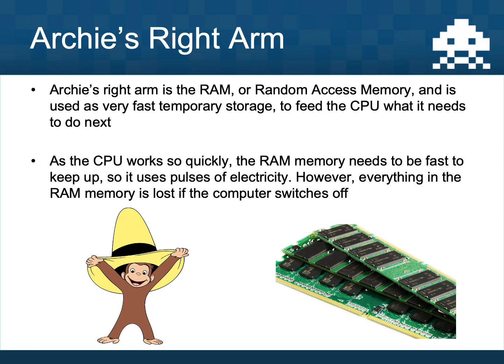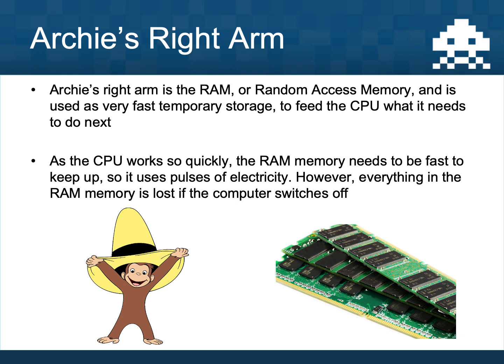Archie's right arm is then something called the RAM, or the Random Access Memory. And the RAM is super fast storage that we use to store all of the calculations that the CPU is doing. If we think about the CPU doing maybe 1 billion calculations in a second, that means we're going to have 1 billion answers every second, and we need to store those answers somewhere, and that somewhere is the RAM.